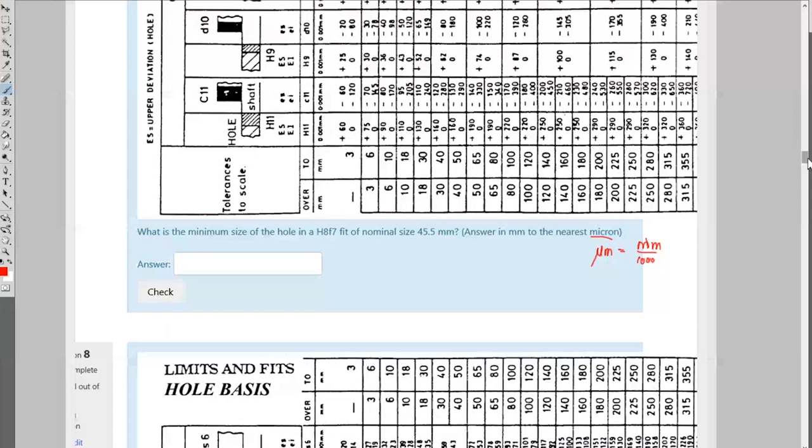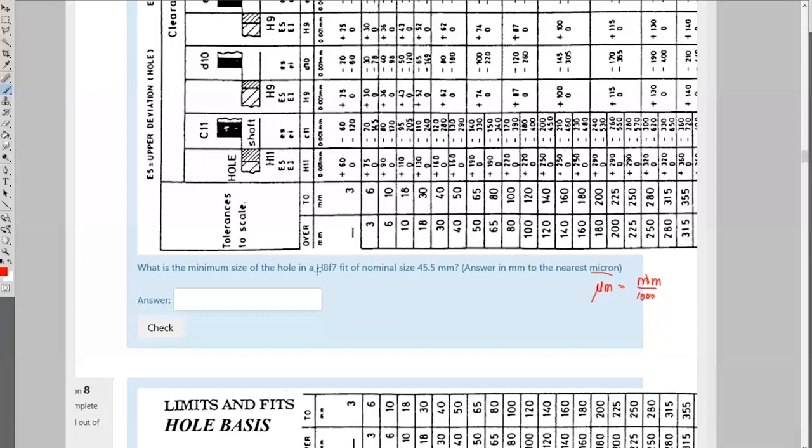Now we're looking at H8F7. When you read these things, the capital letter stands for the hole. So the accuracy of the hole is H8, and the shaft is an F7. The letter is how tight it is, and the number is how accurate it is. So a smaller number is harder to make, and the letters get more and more tight as they move along.